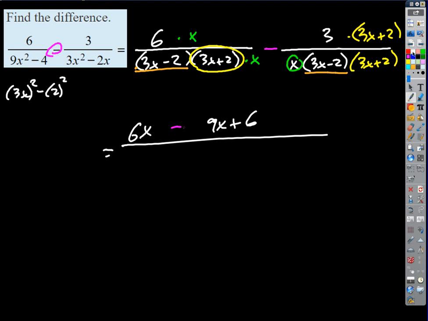The point I want to make here is that for the left denominator, I only multiplied an x through, right? So that is the left denominator. Rather than reinvent the wheel and multiply all this stuff out, why don't I just multiply x times the product of the two factors, which we already know. So what's the bottom going to be? 9x cubed minus 4x. Here we go.